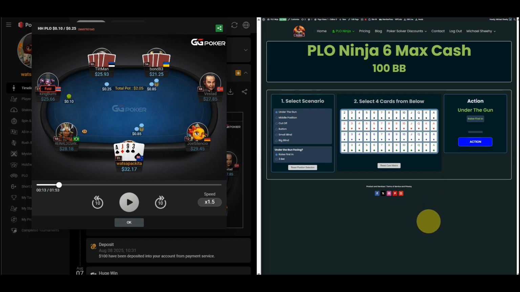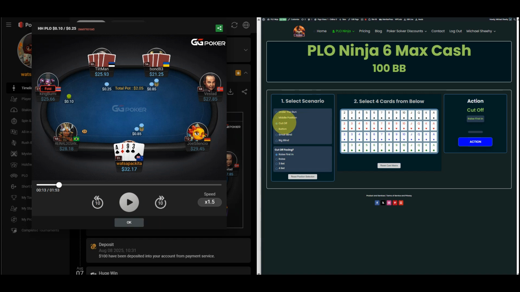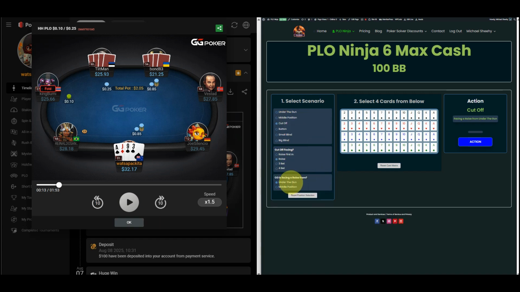So if we go over to PLO Ninja and put in, if you don't know how to use this, it's just pick your position, cutoff, facing a raise from under the gun, and our cards are ace of spades, nine of spades, three of spades. You can do it in any order, and jack of diamonds, and it's a fold. Okay, so that's a mistake. I went on to win the hand, but that's beside the point.